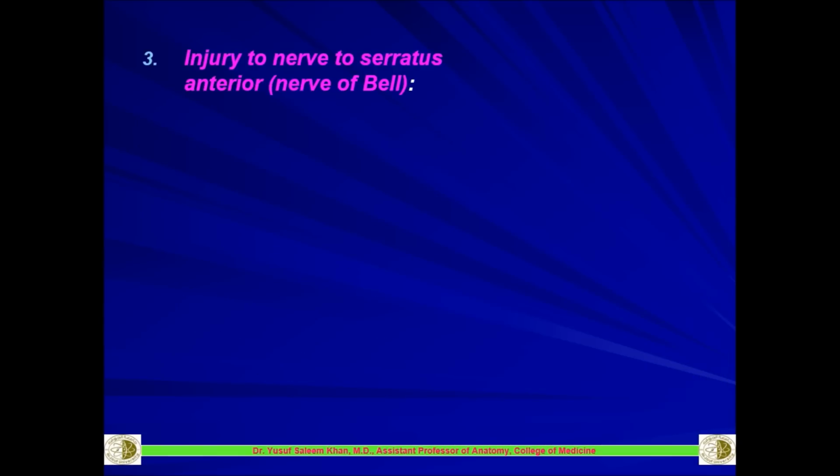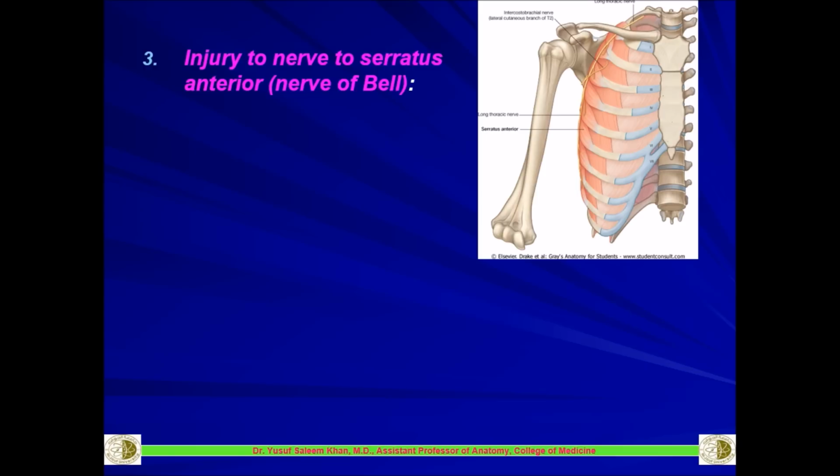The third condition is injury to the nerve to serratus anterior, which is also called the nerve of Bell. So this is the long nerve which is coming from the root. We have already seen how it takes origin. So it will be coming from the roots directly, C5, C6, C7, and this will be supplying a muscle here called the serratus anterior. This muscle is called the muscle of Bell, because it helps in the pulling of the bell in case of large bells in churches. And the nerve supplying this will be the nerve to Bell, or it is also called the nerve to serratus anterior.